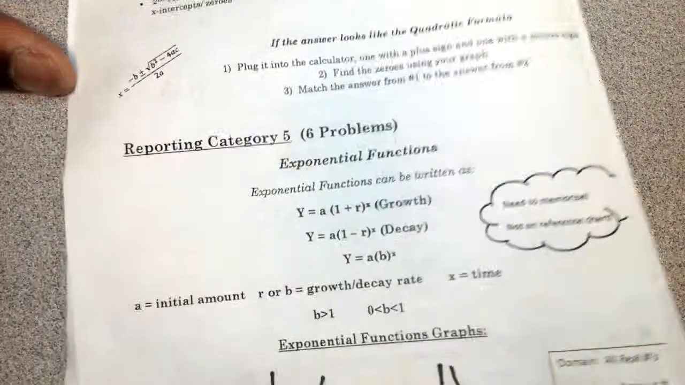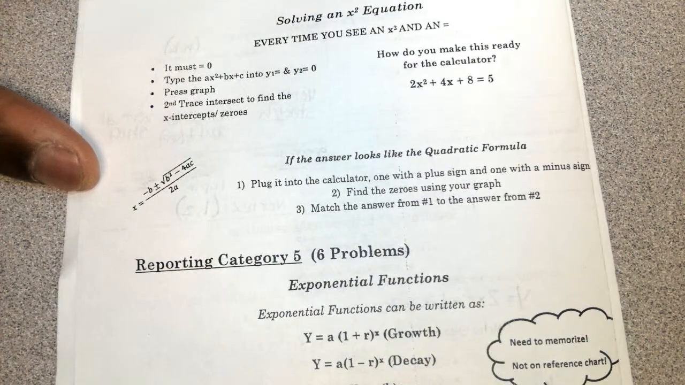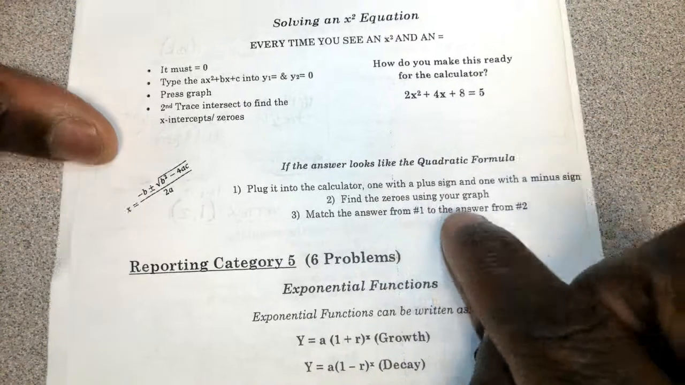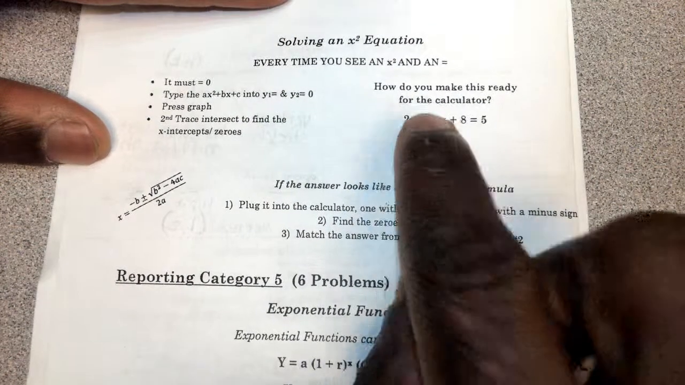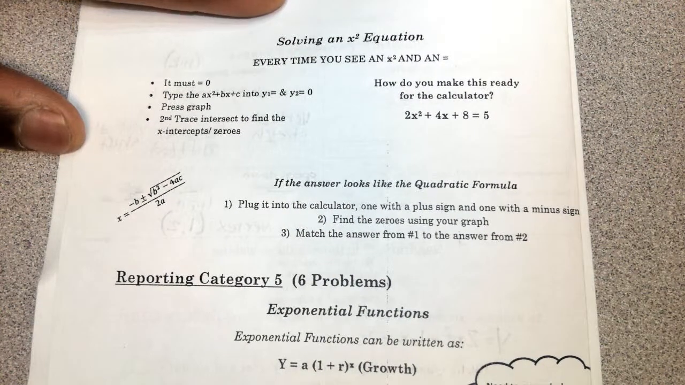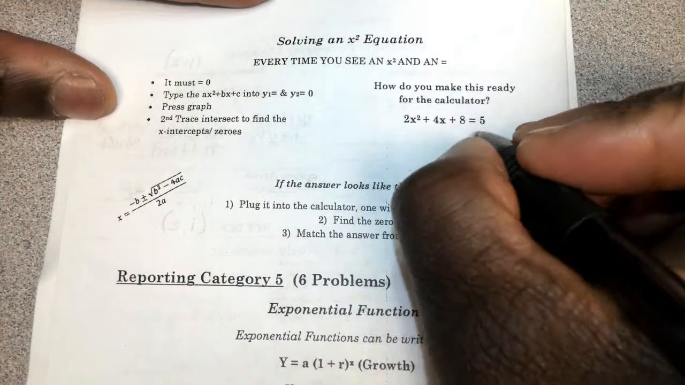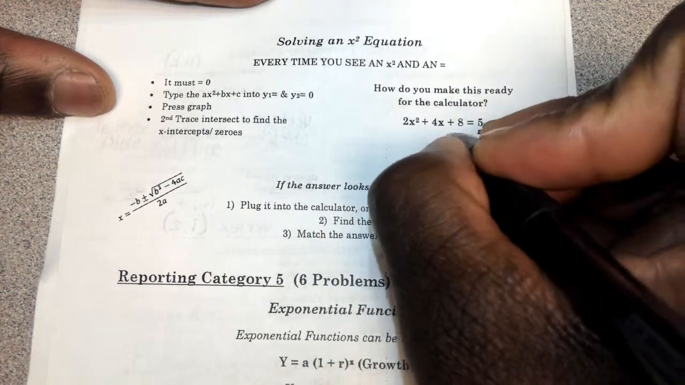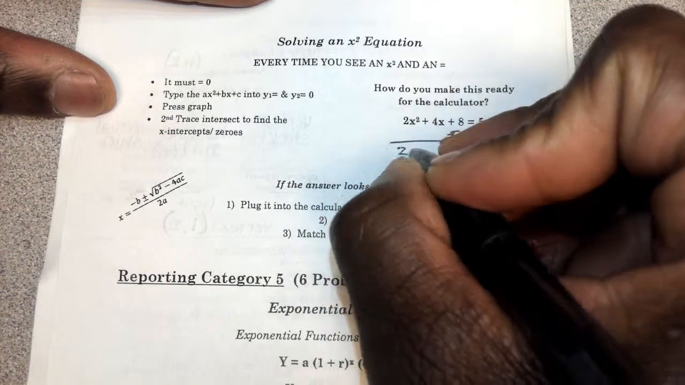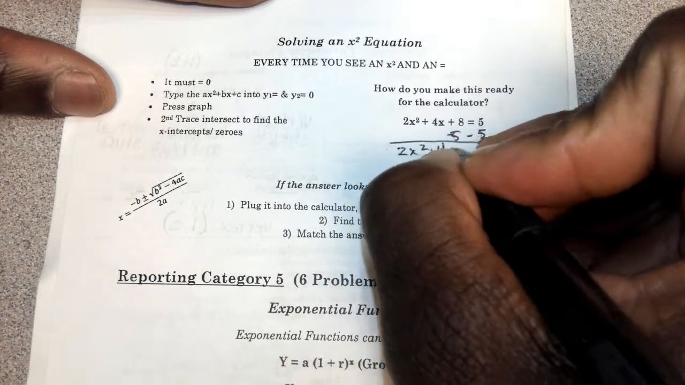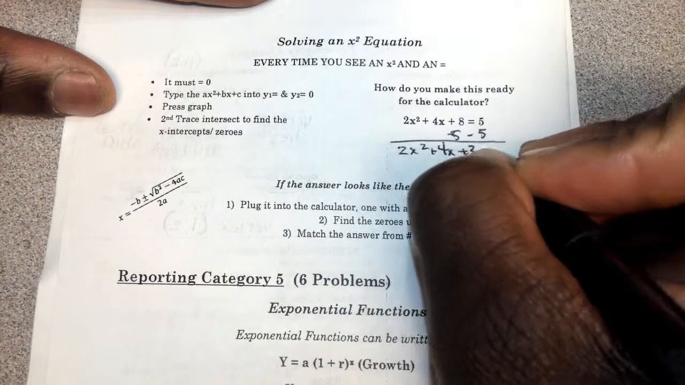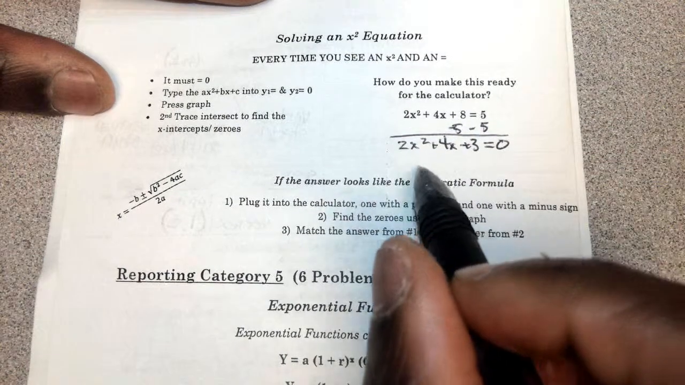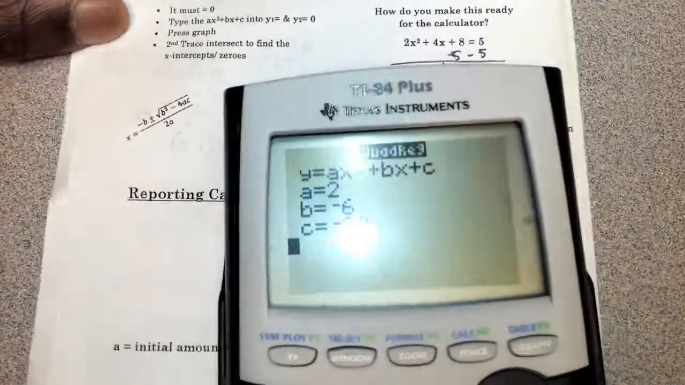And the last page, when we are solving, we're not going to use the quadratic formula because we didn't do the quadratic formula. But if we want to solve this in the calculator, first we have to make it equal 0. So you're going to subtract 5 from both sides. Get 2x squared plus 4x plus 3 equals 0. And you're going to put the left side in y1, the right side in y2.